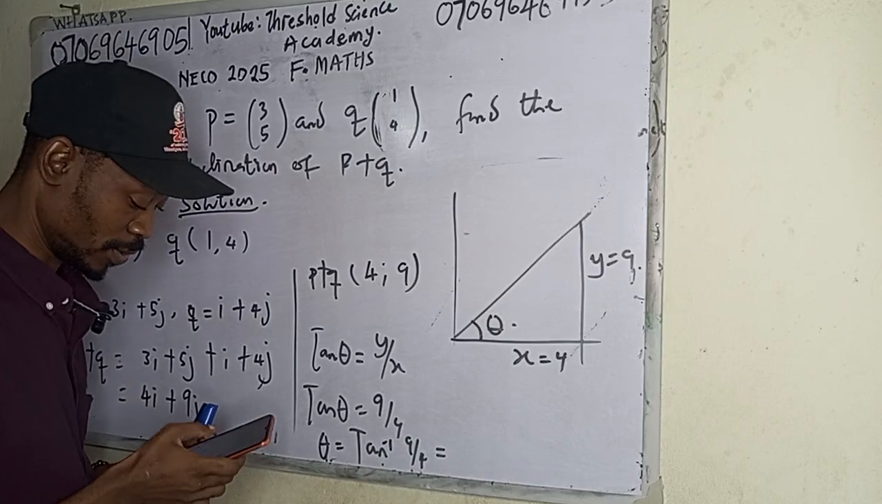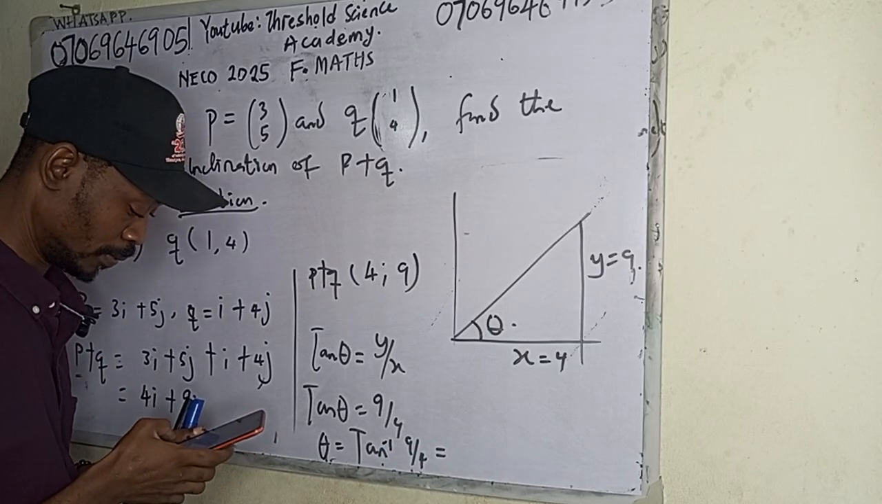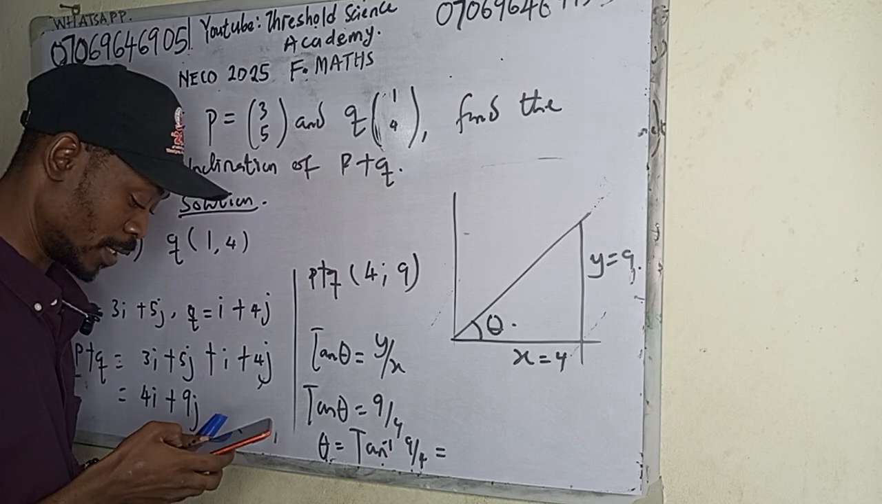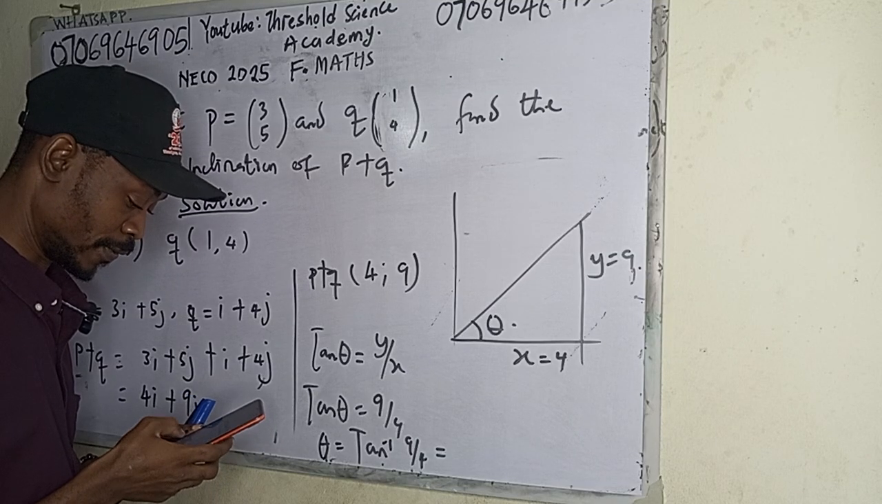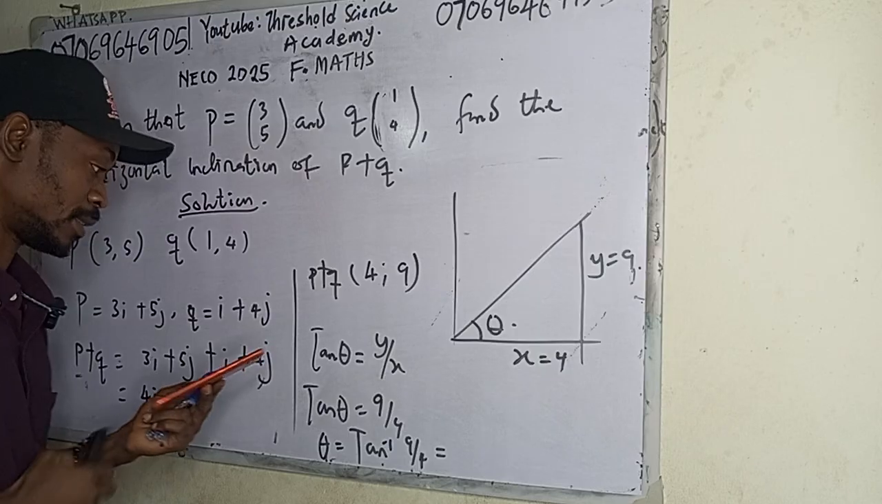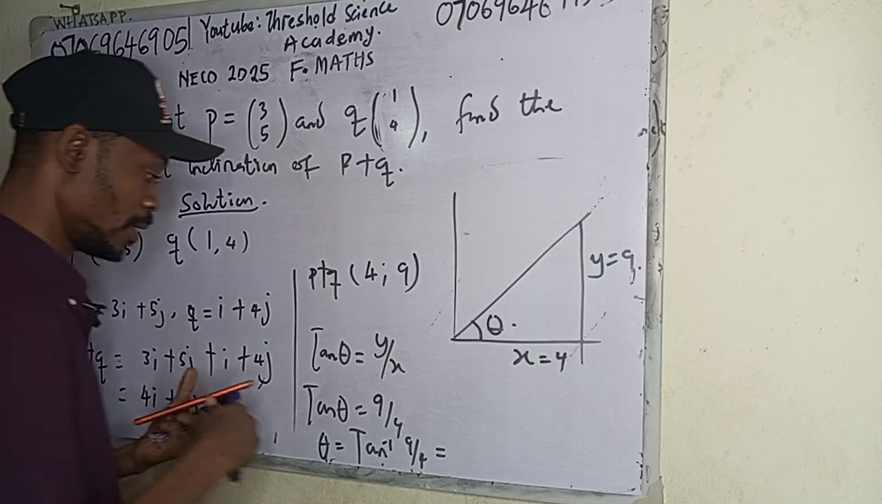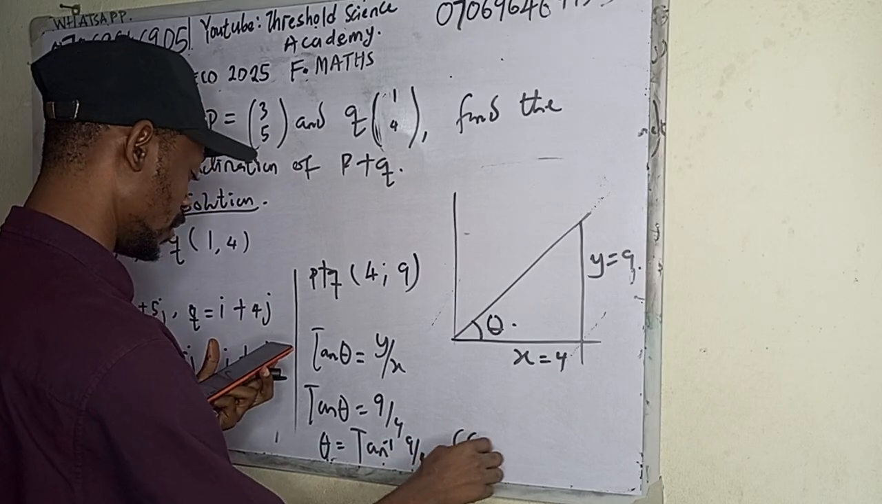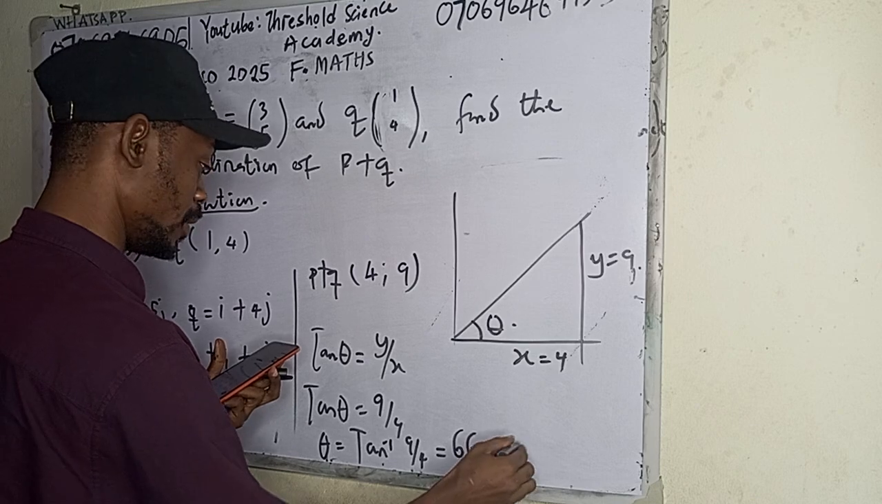Tan inverse of 9 over 4 should give us, using the second function, tan inverse of 9 divided by 4, that's 66.03. That's 66.034 degrees. So that's the answer.